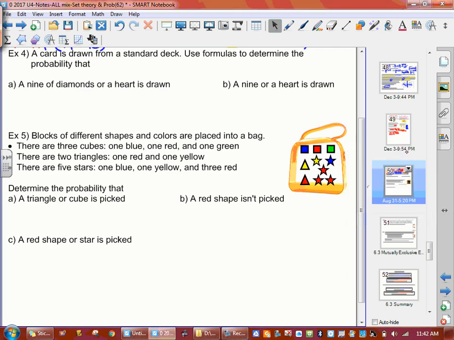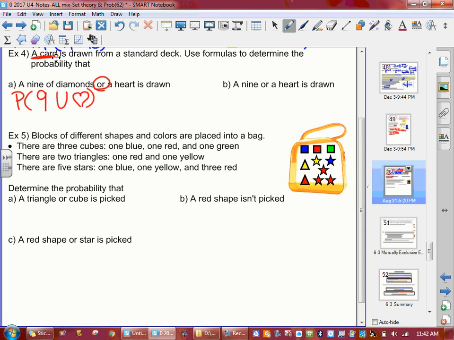Okay, carrying on, example 4. We're going to draw a card from a deck. Now remember, this one's only drawing one card, so we're doing one event. We want the formulas to determine that I get a 9 of diamonds or a heart. So I need to write down what my probability statement is telling me to do. They're asking for a probability of a 9 or a heart.